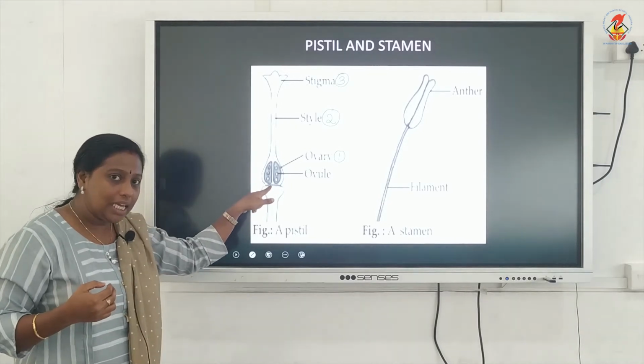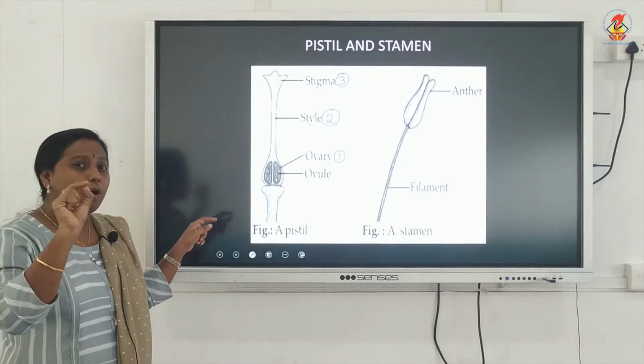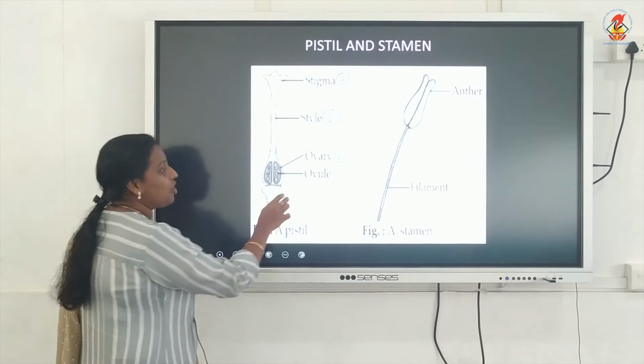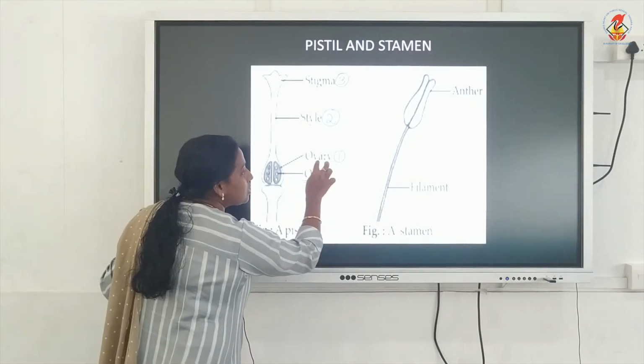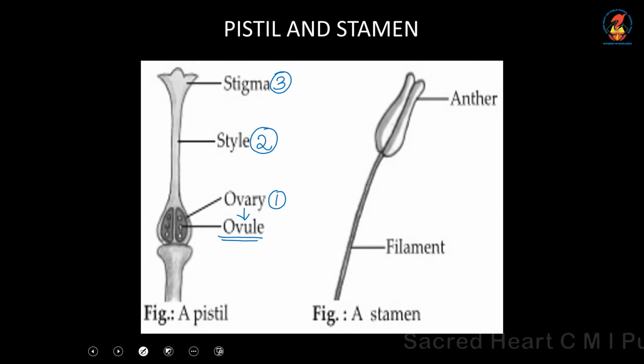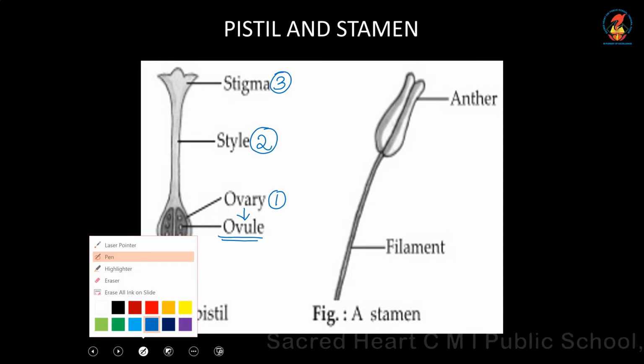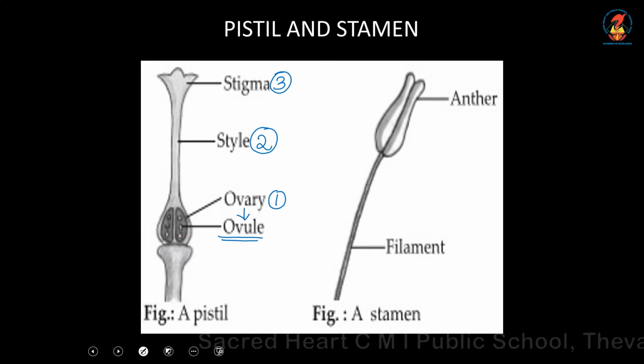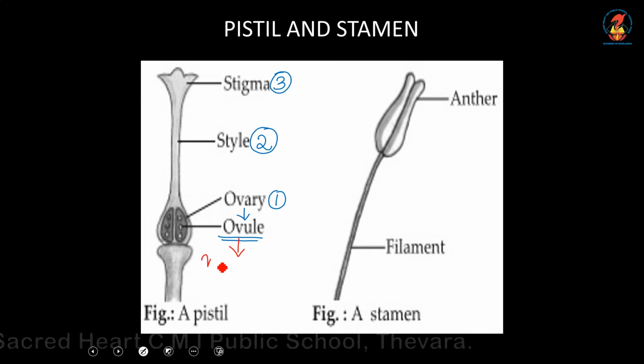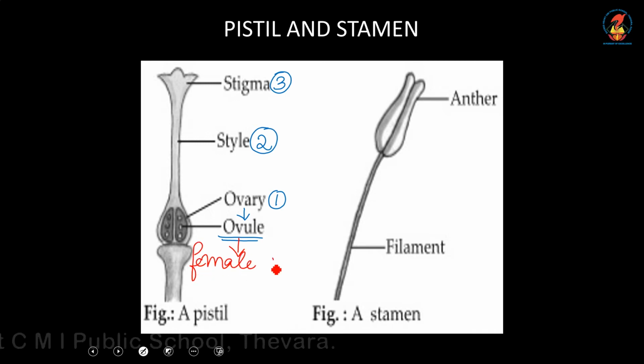Inside the ovary, you will get small tiny structures called ovules. So, you can get ovules inside the ovary. Clear? Now, inside the ovule, what will you see? Inside the ovule, you can see that there is a female gamete.